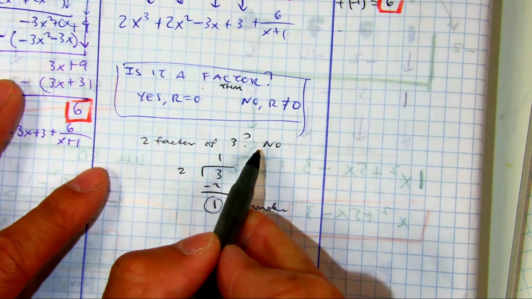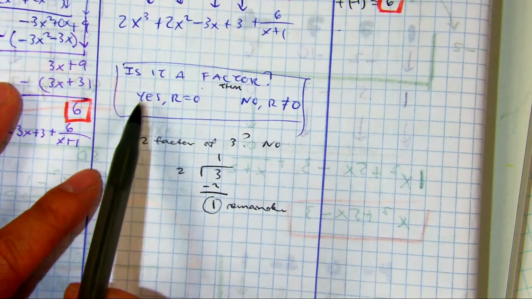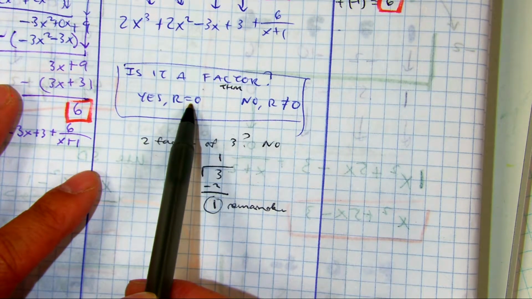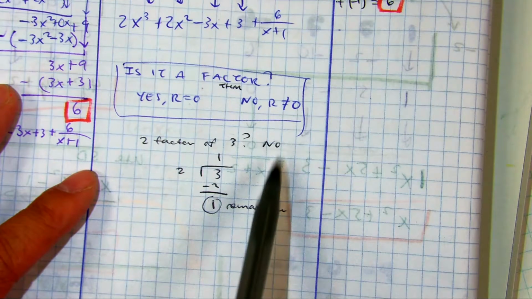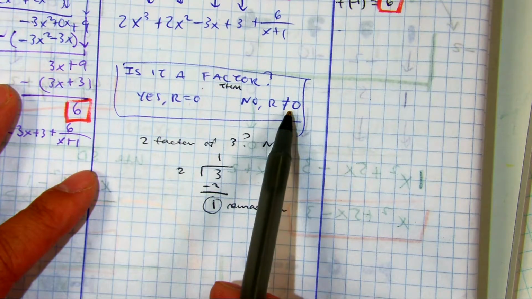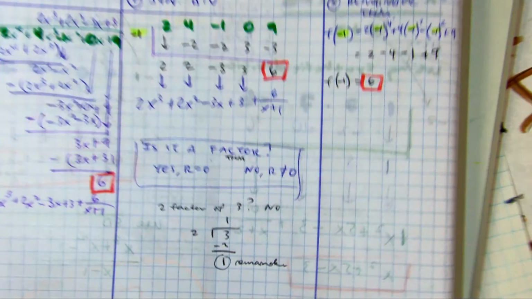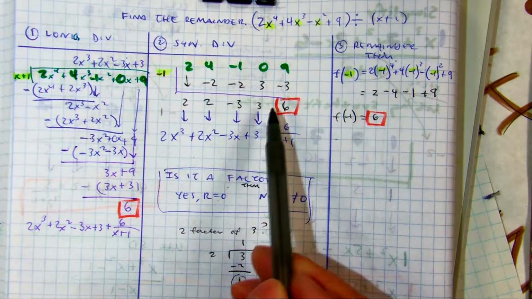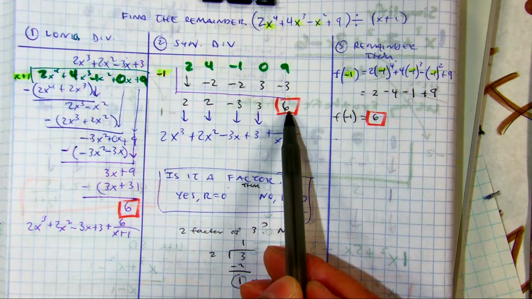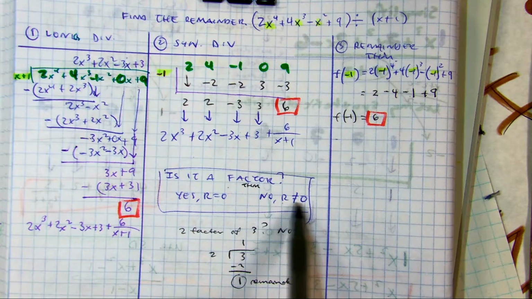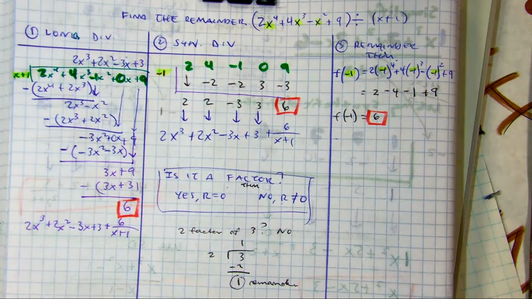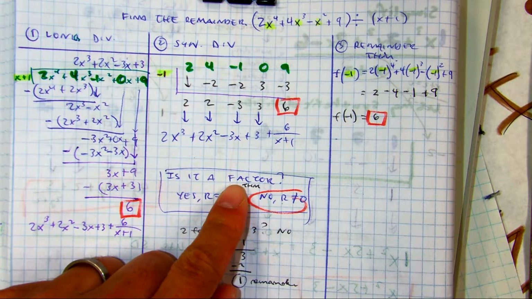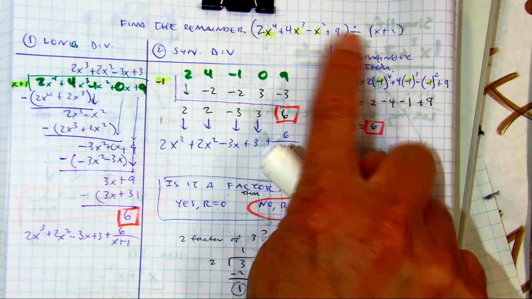So the factor theorem basically says this. It is a factor if your remainder is 0, but it's not a factor, like this problem, when the remainder is not equal to 0. So let's look at our problem. Class, do we have a remainder? Is the remainder equal to 0? No. Remainder is not equal to 0. So the answer is no. It is not a factor by the factor theorem. x plus 1 is not a factor.